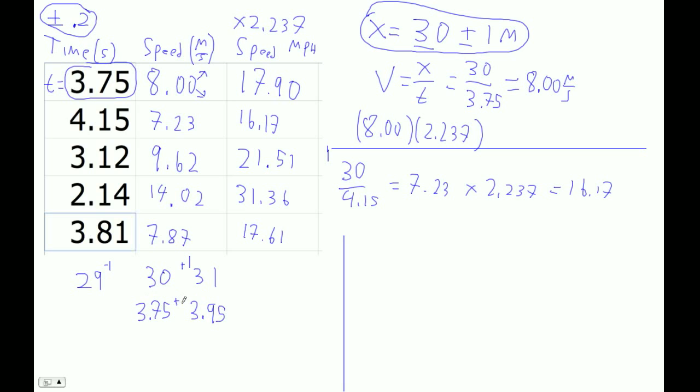Now that means 3.75 could have been as big as 3.95. This is plus 0.2. And then it could have been as small as 3.75 minus 0.2, which is 3.55. That's the smallest it could be. That's what we think it is. That's the biggest it could be. These are the boundaries of our uncertainty.